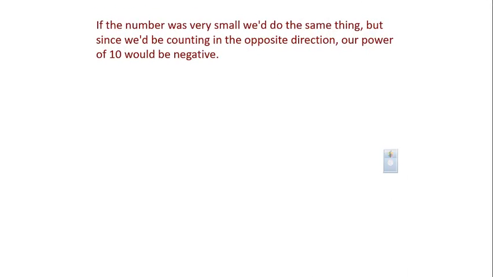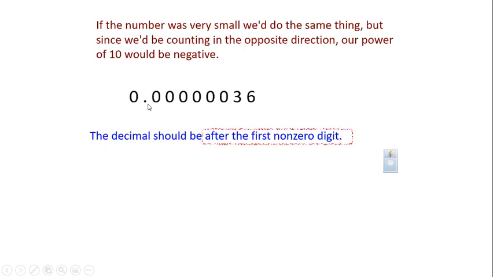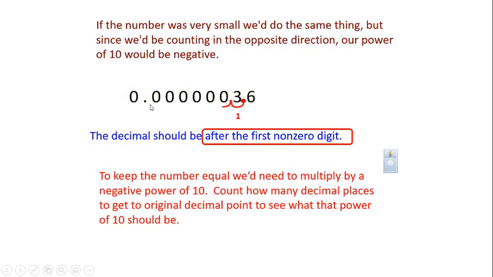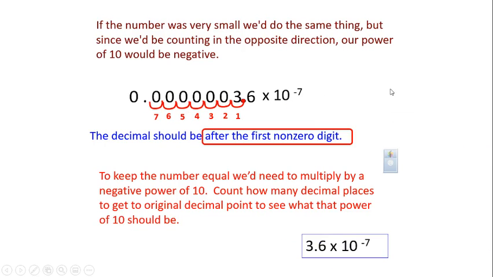Here's another example with a small number. Now in this case, we're trying to move the decimal to the right, so it comes after the 3. It's indicated here. How many places do we move it? 1, 2, 3, 4, 5, 6, 7. But we're moving it from this position to the right 7 units. So I compensate by multiplying by 10 to the negative 7. That's like moving to the left on the number line for the exponent of 10. So this number becomes 3.6 times 10 to the negative 7.